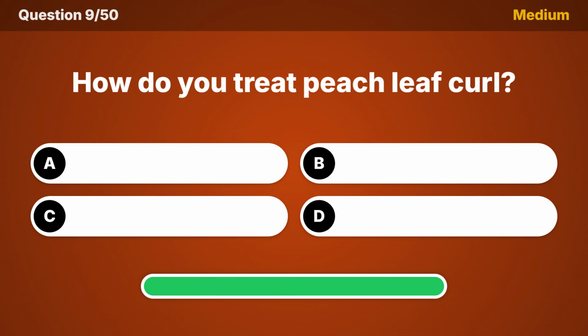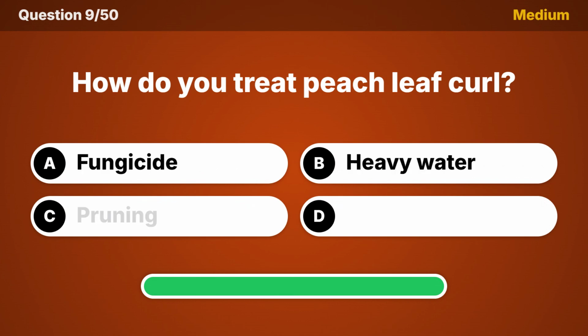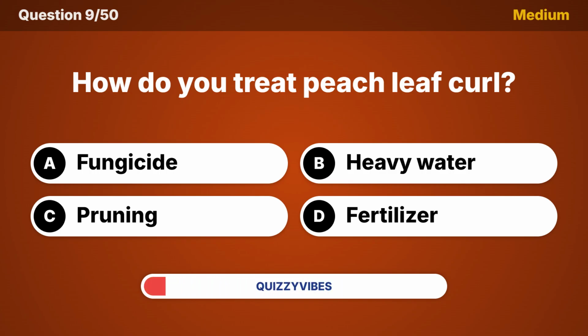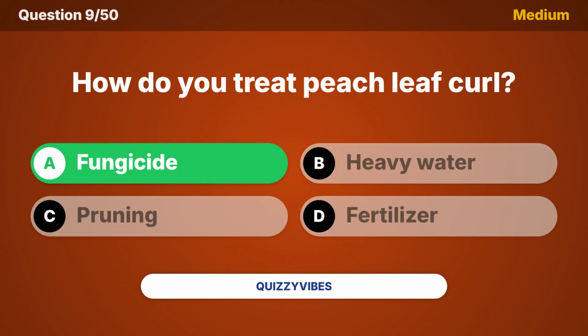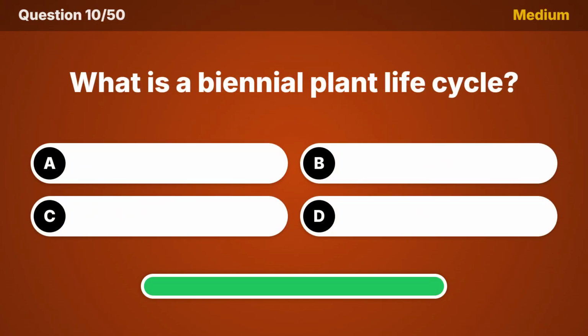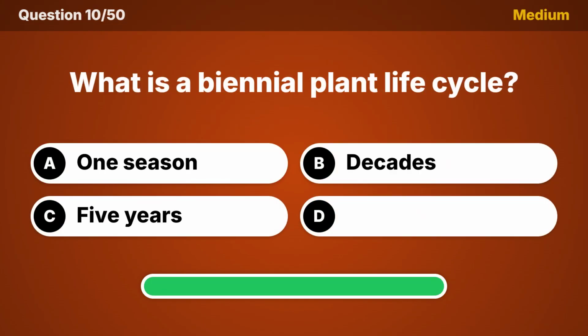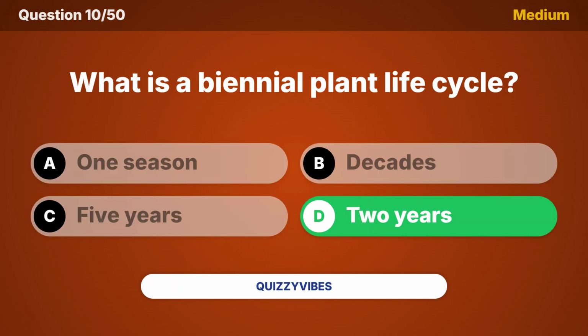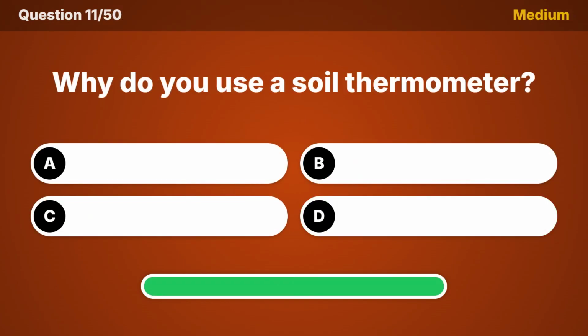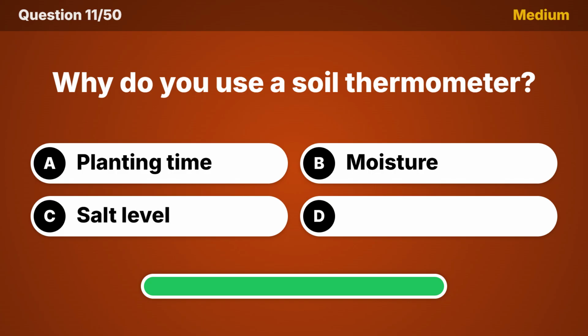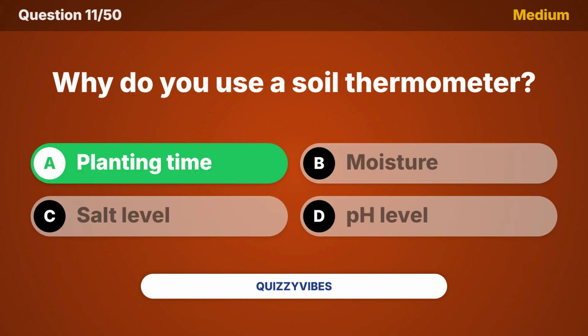How do you treat peach leaf curl? The answer is fungicide. What is a biennial plant life cycle? Here is the answer. 2 years. Why do you use a soil thermometer? Did you guess it? The answer is planting time.